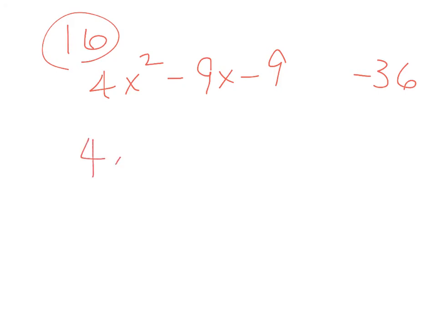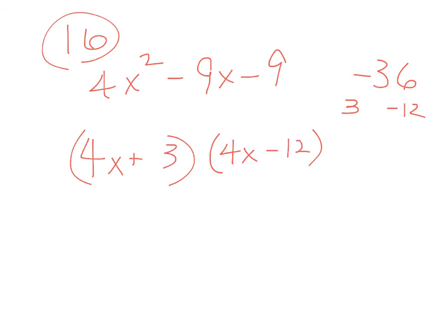Number 16 from the worksheet is 4x squared minus 9x minus 9. Factors of negative 36 that are going to give me negative 9. So again, we know that in the binomials, one will be plus, one will be minus. So what two numbers or factors of 36 will give me a negative 9? That one. So positive 3, negative 12. So put 3 here, 12 here.